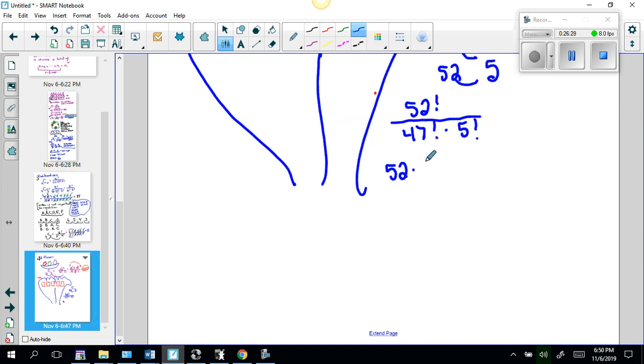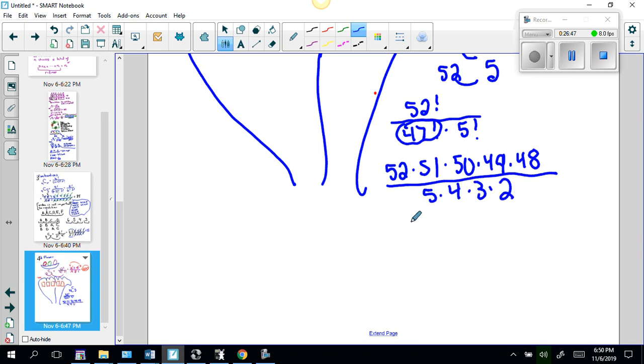That's 52, 51, 50, 49, 48. This 47 kills off this 47 to 1, over 5, 4, 3, 2. Now, if you do your math, you do get 2,598,960 different 5-card poker hands where the order doesn't matter.